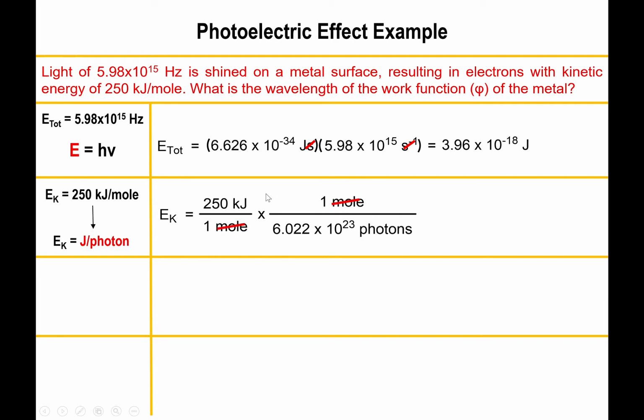And now we're going to have kilojoules divided by photons. Almost there, but not quite. What we need to do lastly is to change the kilojoules to joules, and for that we divide by 1 kilojoule multiplied by 1000 joules. This will allow the kilojoules to cancel out, and now we have units of joules per photon, which is the same thing as just regular joules.